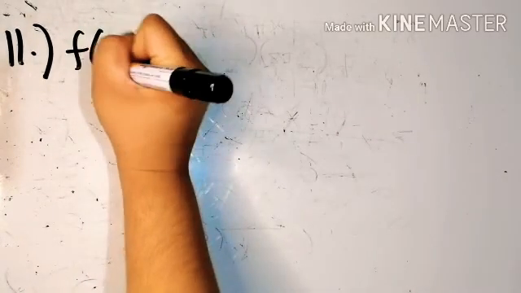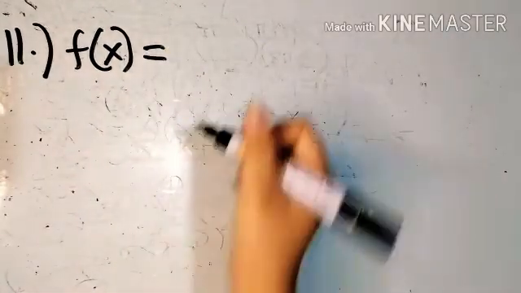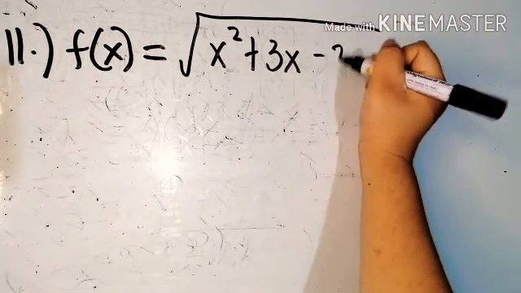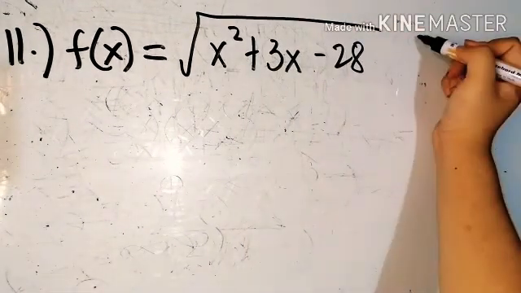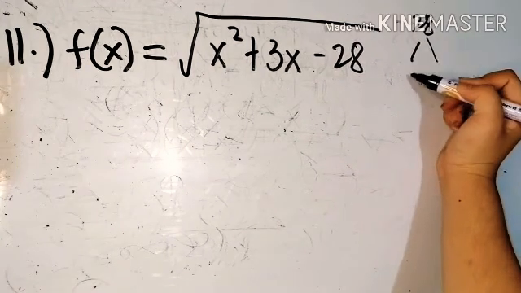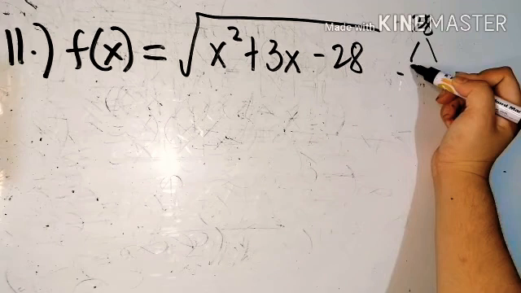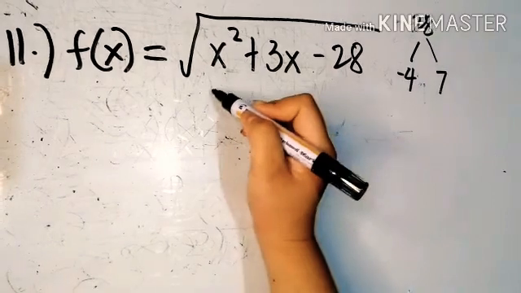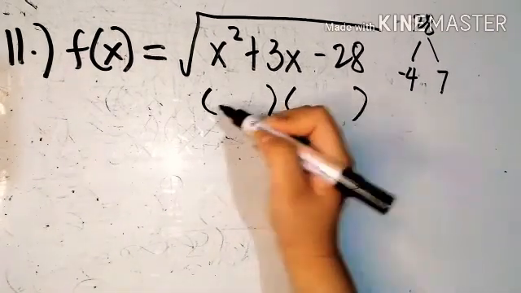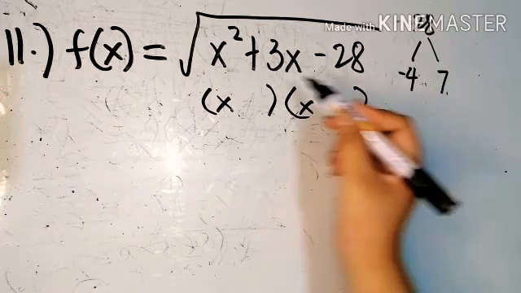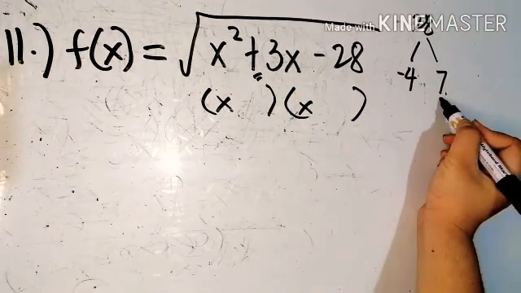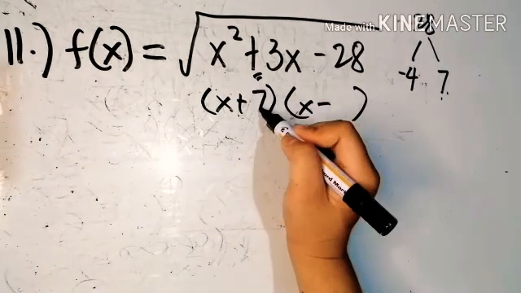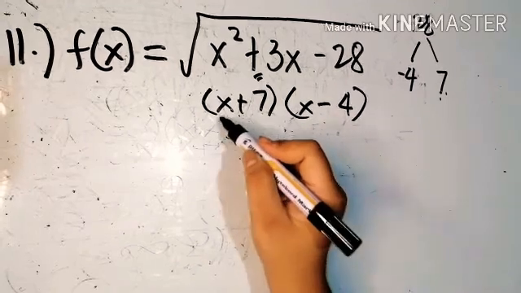Alright. Example number 11, we have f of x is equal to square root of x squared plus 3x minus 28. Ano yung factor niya? Ipa-factor natin siya katulad ng sa rational function. We have 28. Ano yung pwedeng mag-result pag pinag-add ng positive 3? So, mas malaki dapat yung positive kasi positive yung sign na nasa gitna. Therefore, we have the factor x plus 7 and x minus 4.